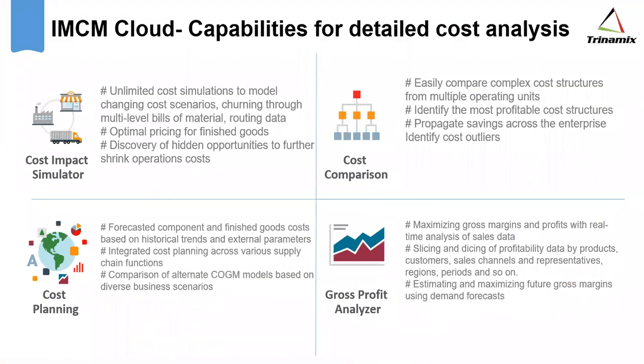So, four key segments of the solution, as we are discussing. The cost impact simulator: you can have an unlimited number of models. You can have your production routing data and bill of material data, and then define scenarios. Based on those scenarios, if you make a change, you roll up the cost and see what the final cost is that you are getting.